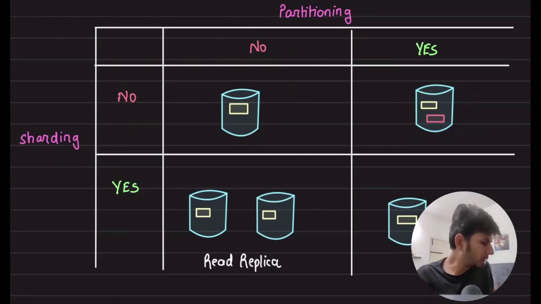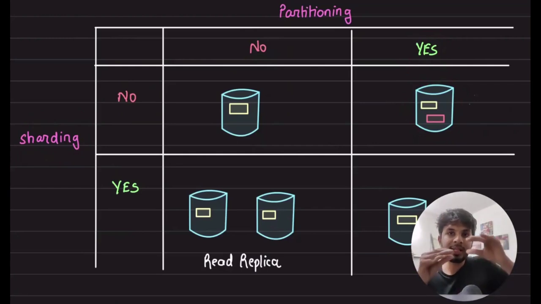Now, let's say you are not sharding, but you are partitioning the data, which means what you are doing is, within that one database server, you are creating two databases to have each individual partition of data. For example, why would you do that? Let me start with that.